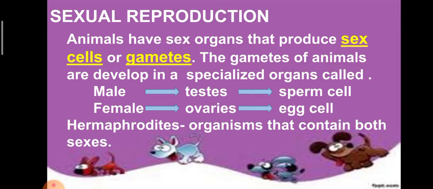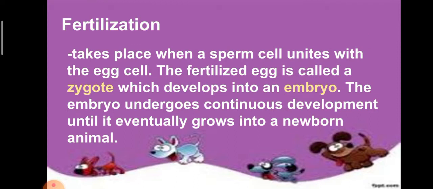Meron tayong mga organisms katulad ng earthworm that contain both sexes. Ang ibig sabihin nun, meron silang testes, meron din silang ovaries. Ang tawag sa mga organisms na yan ay hermaphrodites. Fertilization takes place when a sperm cell unites with the egg cell. The fertilized egg is called a zygote, which develops into an embryo. The embryo undergoes continuous development until it eventually grows into a newborn animal.